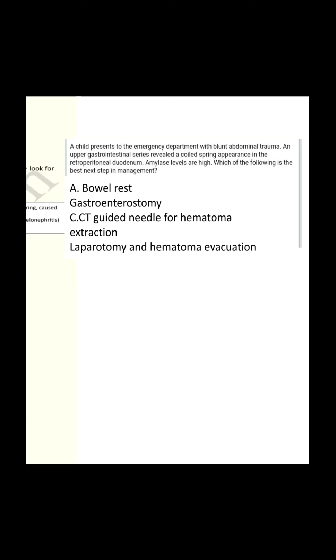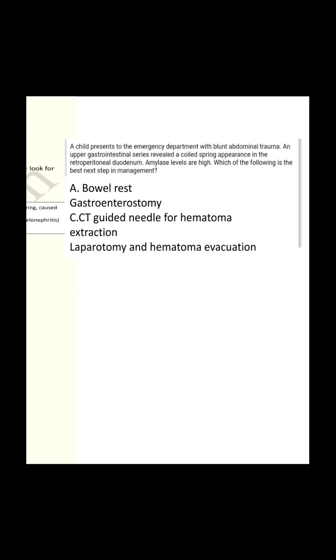The gastrointestinal series reveals a coiled spring appearance in the retroperitoneal duodenum. So what does coiled spring appearance mean? It means it's not any foreign particle. It means our abdominal intestinal gut is congested. That's why it is a spring. Retroperitoneal duodenum means there is a shadow and obstruction or retroperitoneal fluid involved here. So which of the following is the next step?